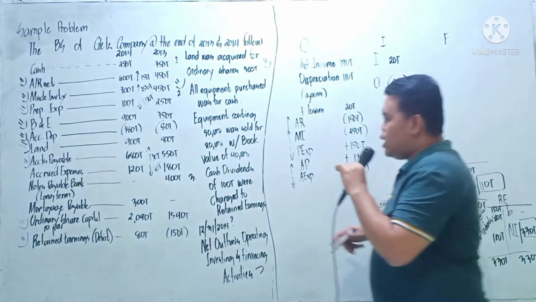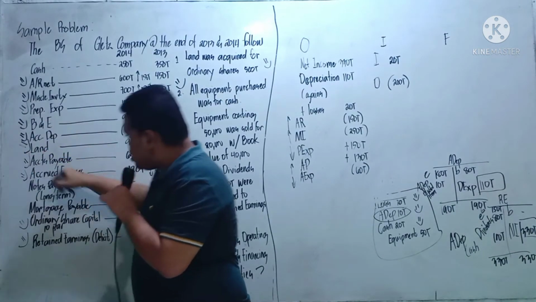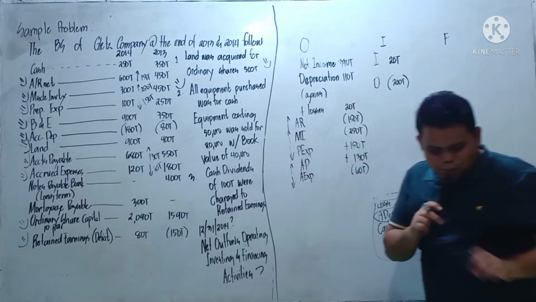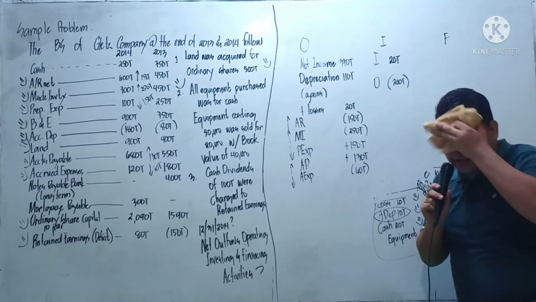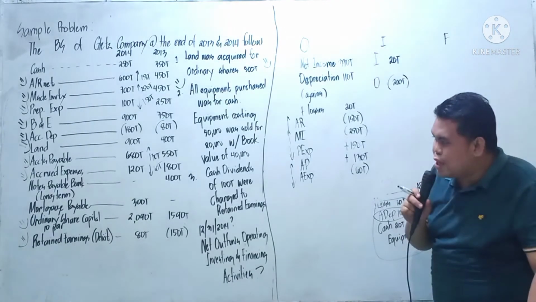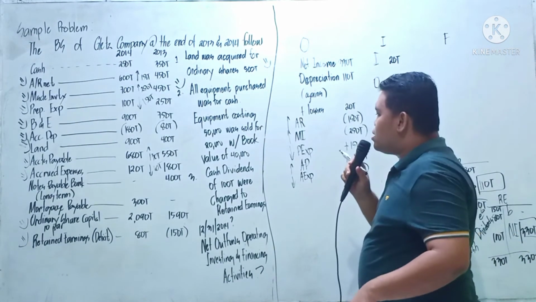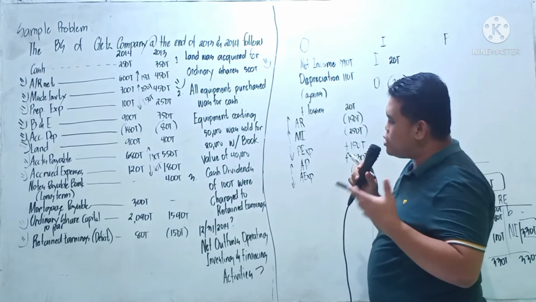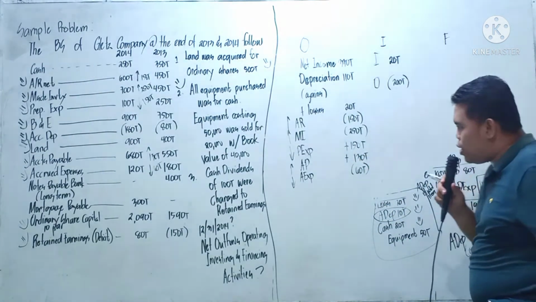Next, we have notes payable. But as you can see, it was borrowed from the bank, so it's no longer related to operations. It's related to financing, since you borrowed from the bank. As you can see, in 2013 the balance was 400, but in 2014 it's zero.